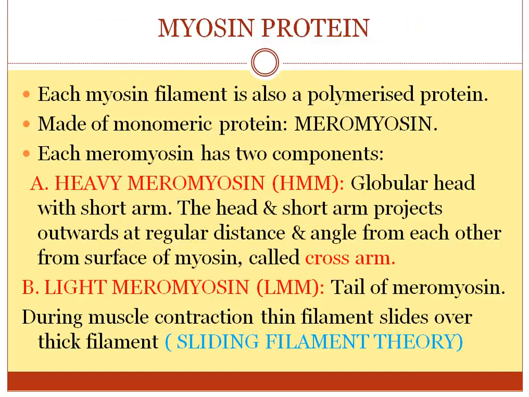Each meromyosin has two components. First one is HMM or heavy meromyosin, globular head with short arm. Head and short arm project outwards at regular distance and angle from each other from surface of myosin. It is called cross arm. Next one is LMM or light meromyosin. Tail of meromyosin is called light meromyosin.